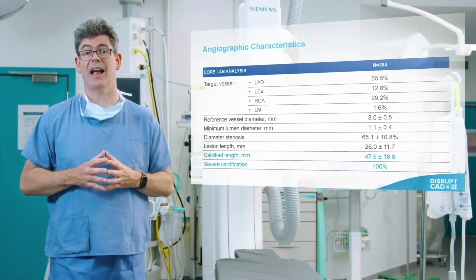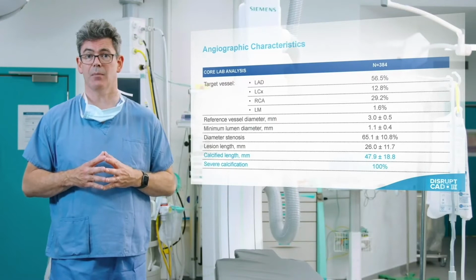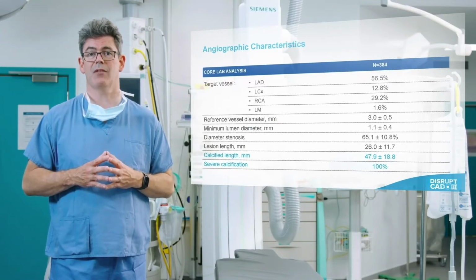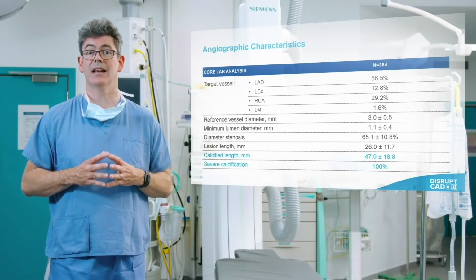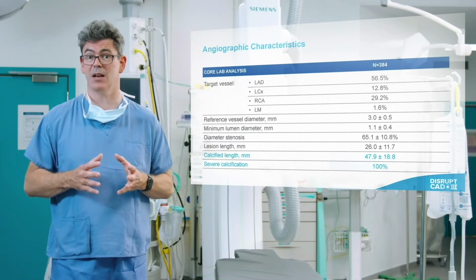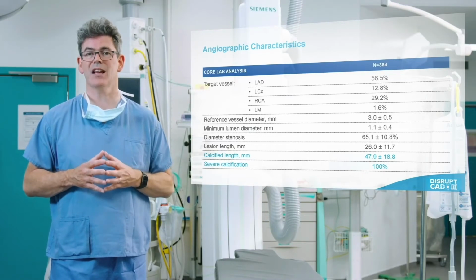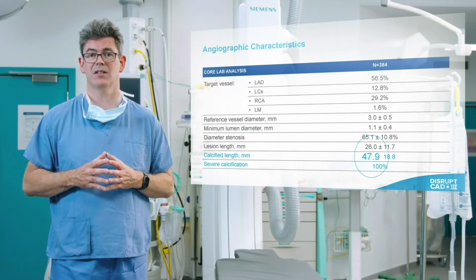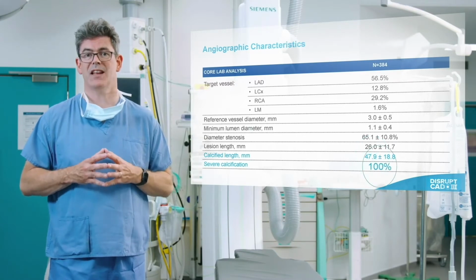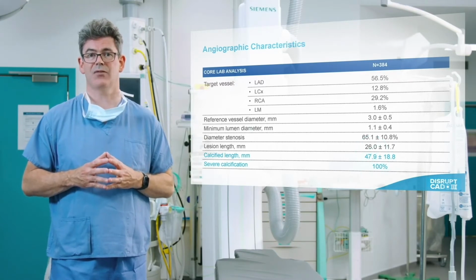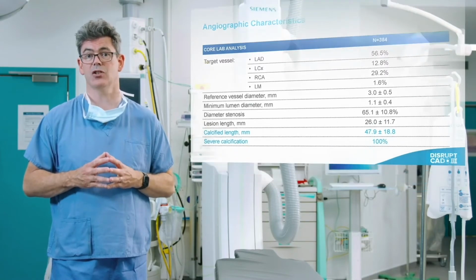These were the baseline angiographic characteristics, including a baseline reference vessel diameter average of 3 millimeters, lesion length average of 26 millimeters, and a calcified segment length of 48 millimeters. 100% of these target lesions were classified as severe calcification.